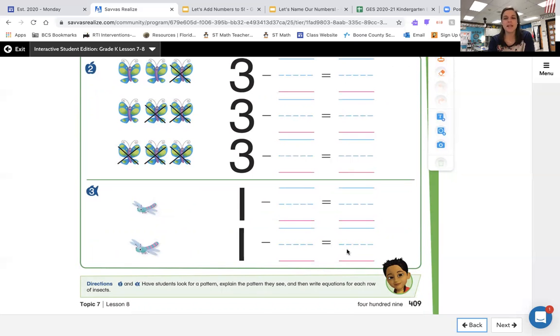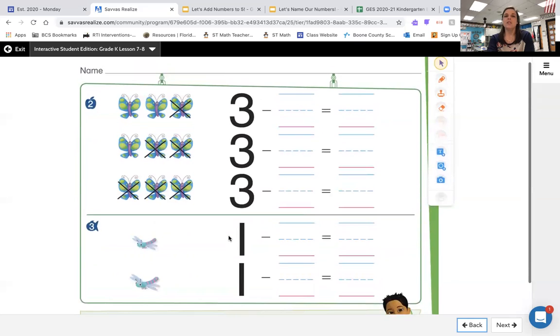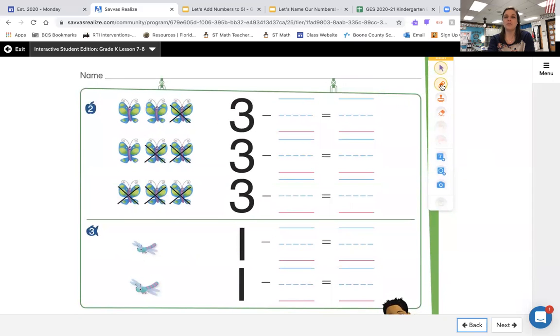So number 3 has some dragonflies. We start with our whole group of 1. So in number 1, what I want you to do is put an X on the first dragonfly. Okay, so we start with 1 dragonfly. Well, one of them flies away. If we have 1 dragonfly and that little dragonfly flies away, beep, beep, beep, beep, how many are left over? 0, right? We're not adding 1 more, we're taking away. So 1 take away 1 is 0 left over.